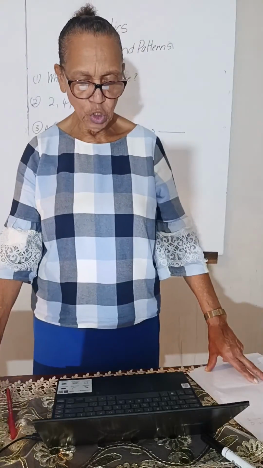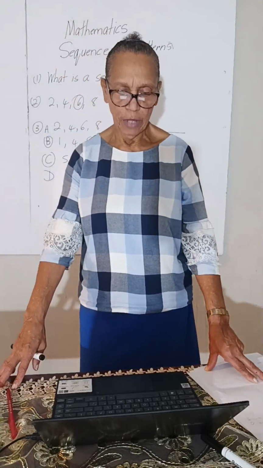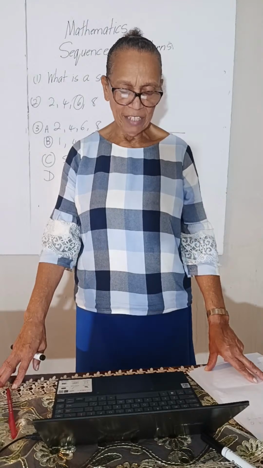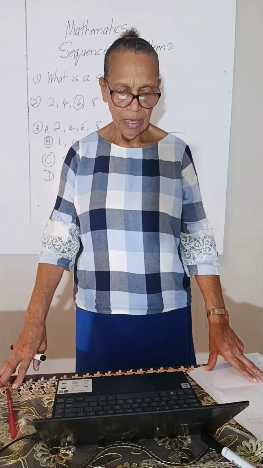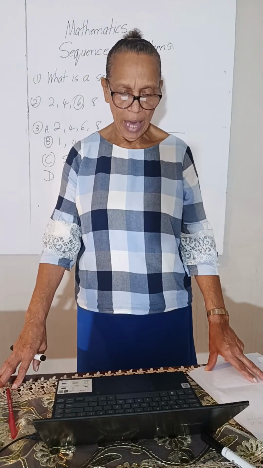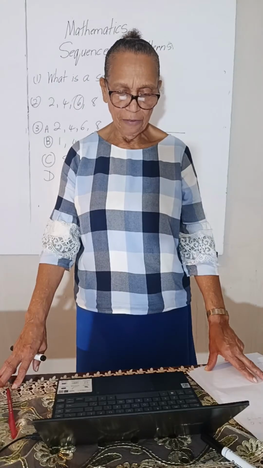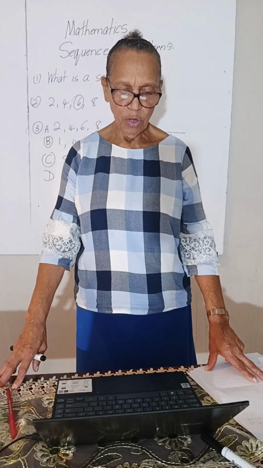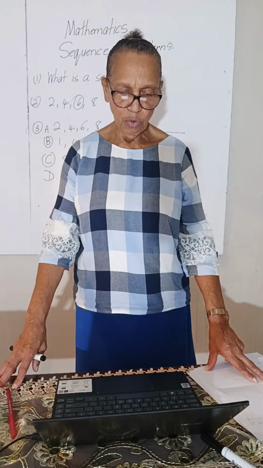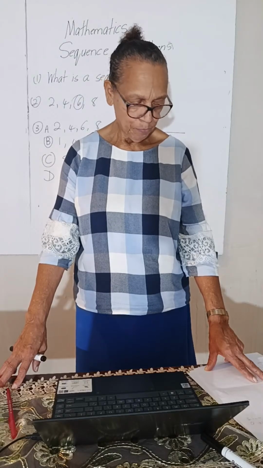Let's go down to the short answer section. Write the next two terms, number 11. 4, 8, 12. What you notice, they're adding 4 each time. So the next one would be 16 and the next one would be 20.